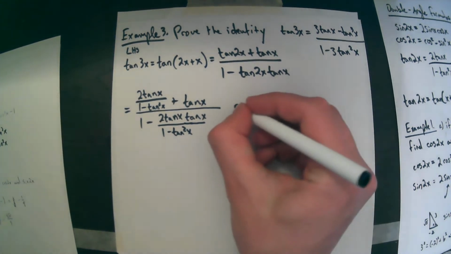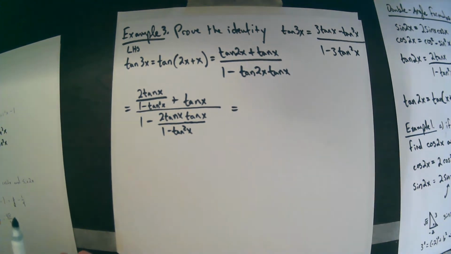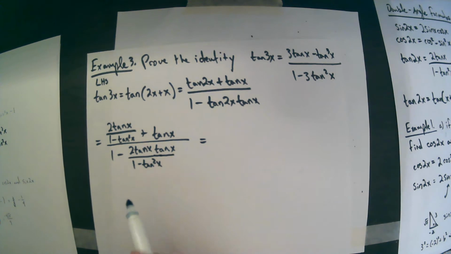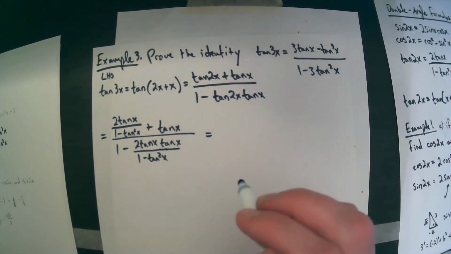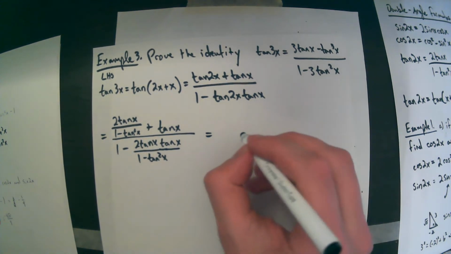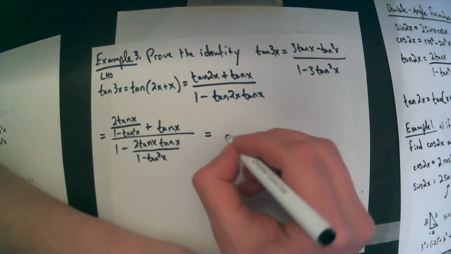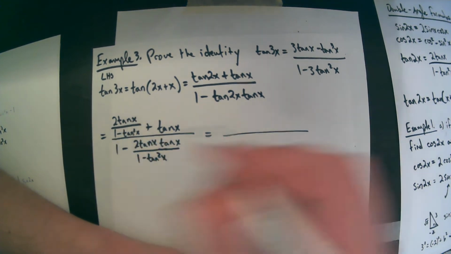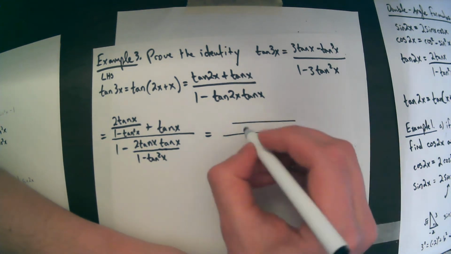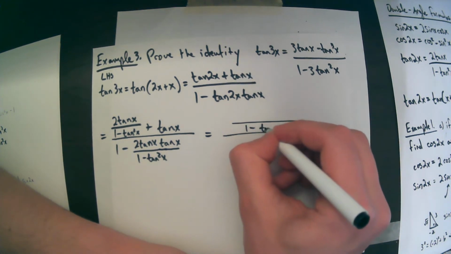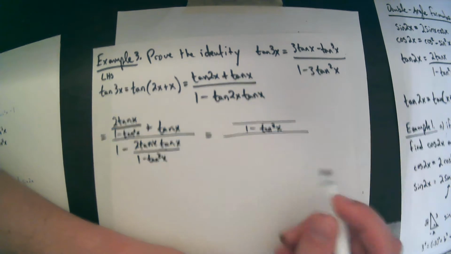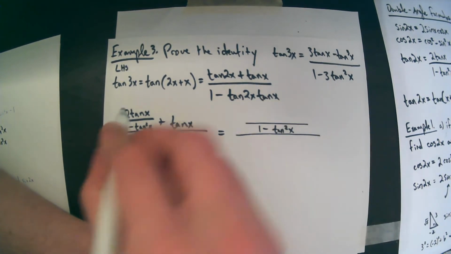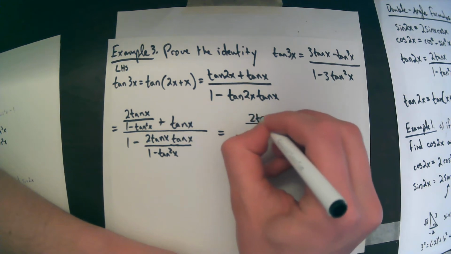Okay, now we got to figure out some algebra to do on this to get it to look like this. It shouldn't be too bad. Let's get a common denominator in the top and a common denominator in the bottom. So 2 tangent x, my common denominator in the top will be 1 minus tangent squared x. Oh, am I going to regret doing this? Nah, it'll be fine. So the left-hand one is fine, 2 tangent of x.